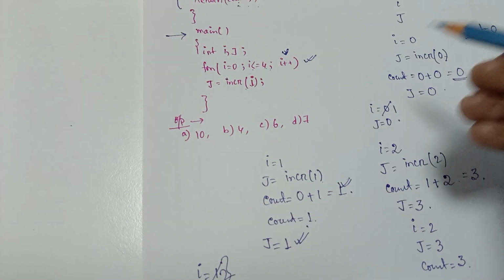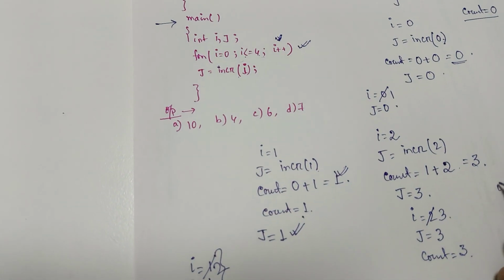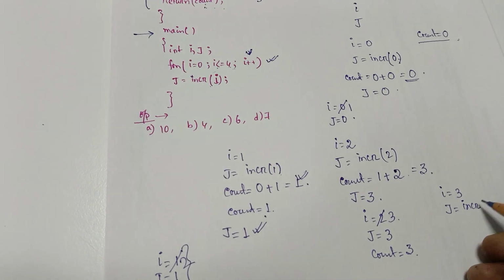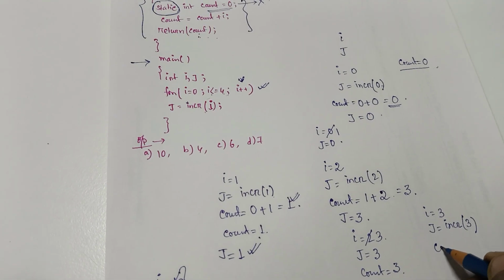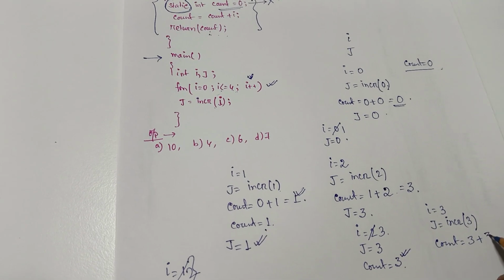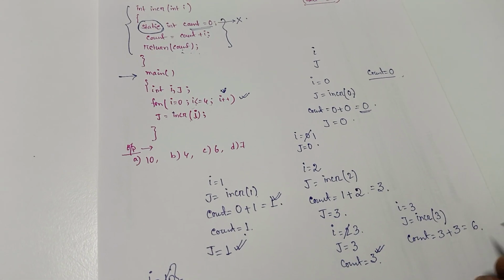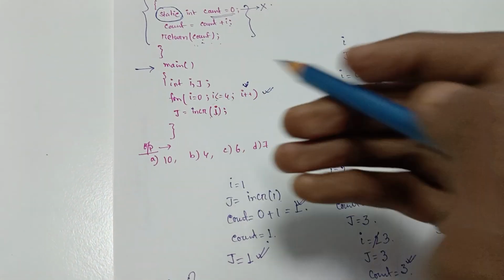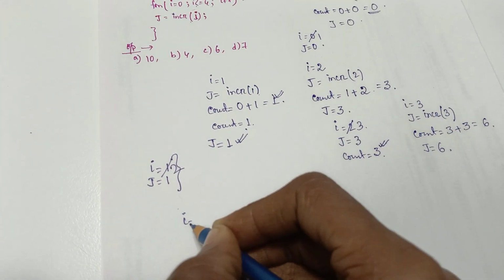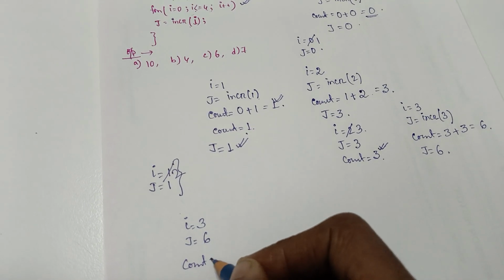Now the loop is executed once more, because i is increased to 3 and the condition is not false. For i equal to 3, j calls incr of 3. The previous count value is 3 plus the new i value 3, so count gets 6. This count is returned to j, so j is 6. So if i is 3, j is 6 and count is 6.